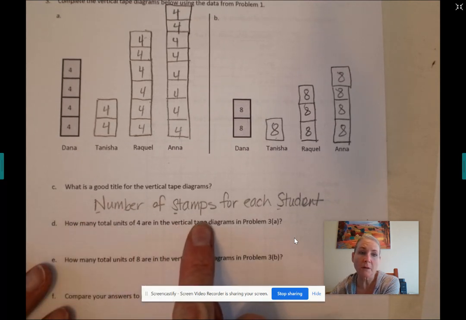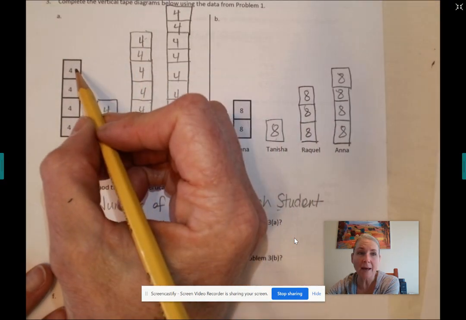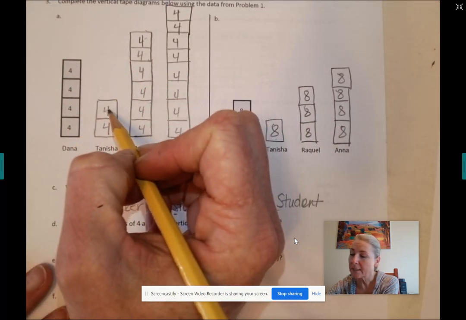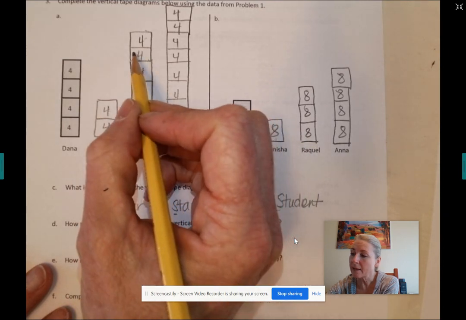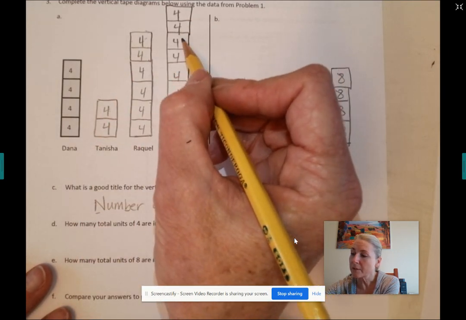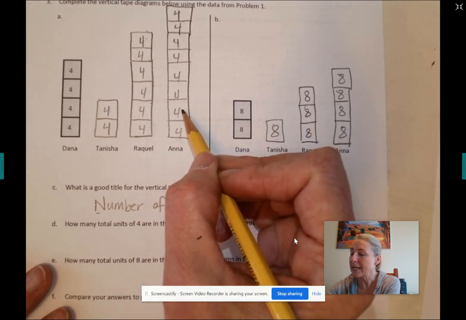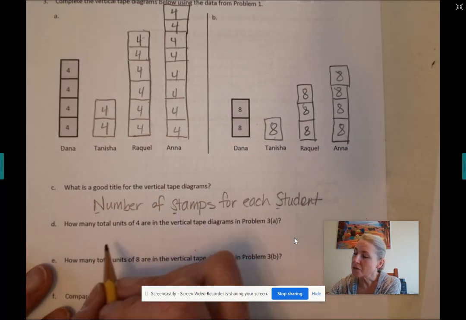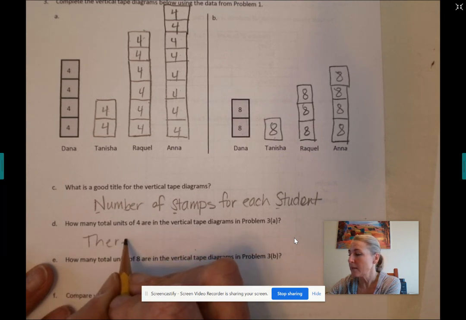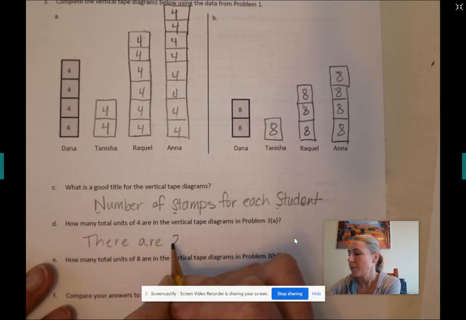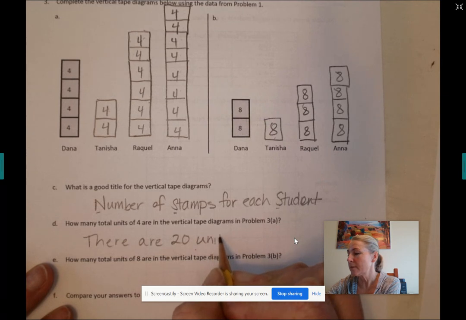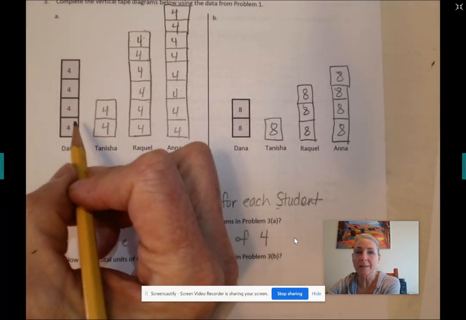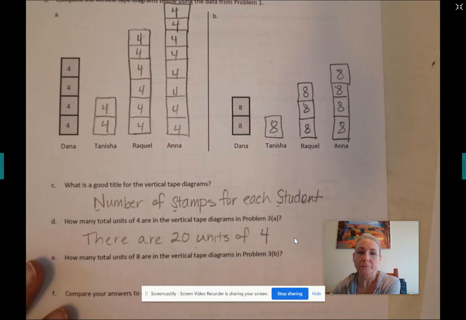Total number of units. So we would add all of these boxes up. We've got 4, 5, 6, 7, 8, 9, 10, 11, 12, 13, 14, 15, 16, 17, 18, 19, 20. How many total units of 4? There are 20 units of 4. Okay, so this is being considered a unit.